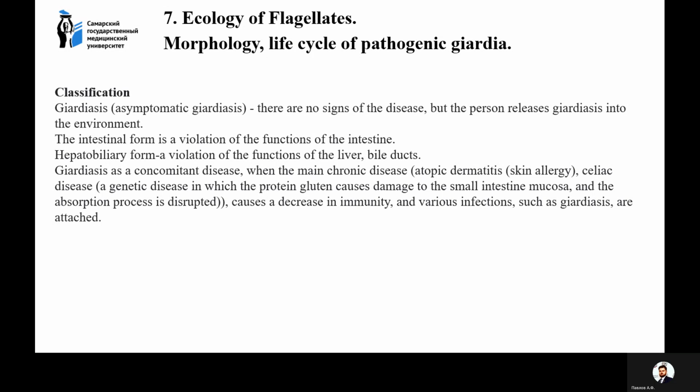Giardiasis can be a concomitant disease, when the main disease is chronic, such as atopic dermatitis, a skin allergy, or celiac disease, a genetic disease in which the protein gluten causes damage to the small intestine mucosa, and the absorption process is disrupted. This causes a decrease in immunity, and various infections such as giardiasis attack.